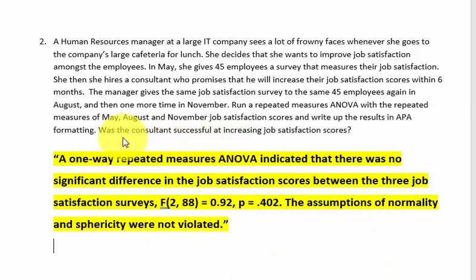Last answer, was the consultant successful? No, he was not. Right? There was no significant increase in job satisfaction scores after his consulting. He's fired. MGZ out.